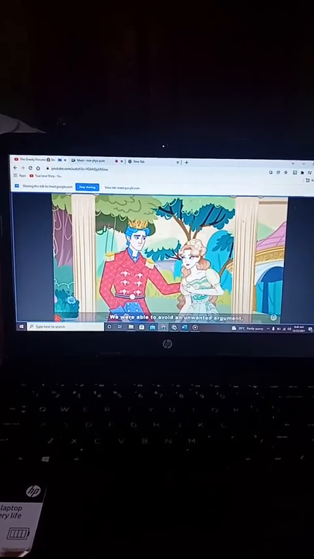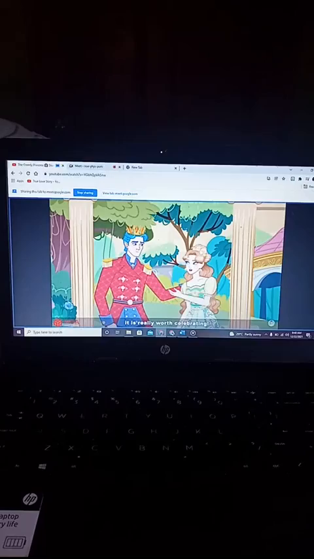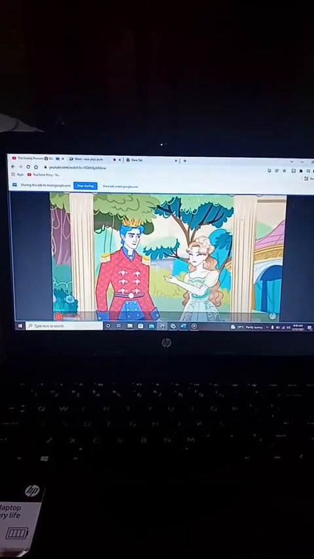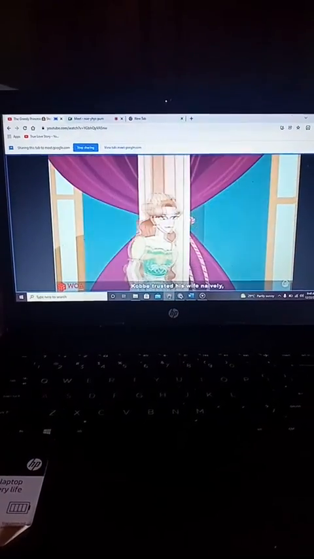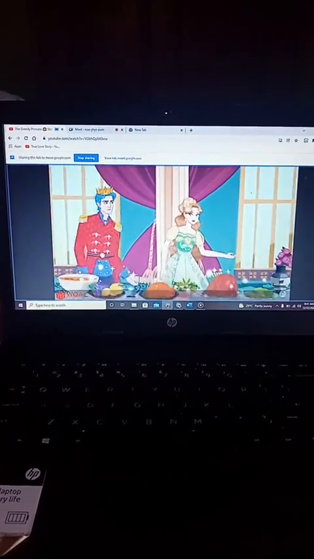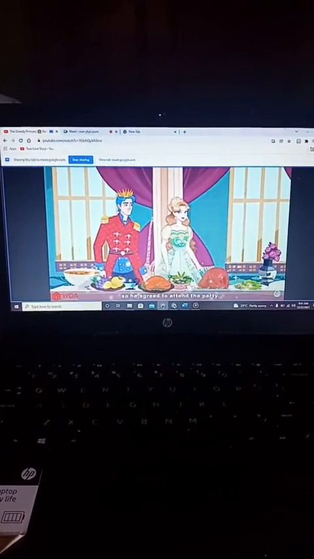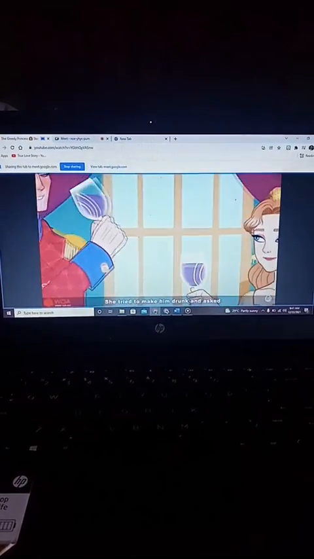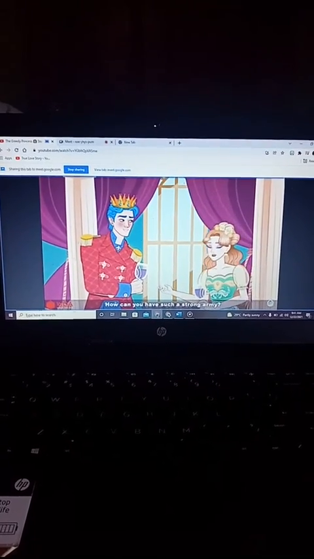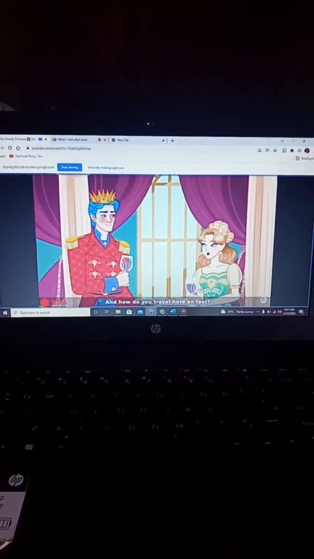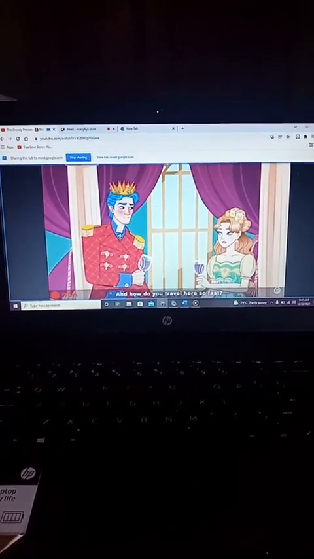We were able to avoid an unwanted argument. It is really worth celebrating. Can we have a party here, in my palace? Kobe trusted his wife naively, so he agreed to attend the party. She tried to make him drunk and asked, I wasn't clear about this. How can you have such a strong army? And how do you travel here so fast?